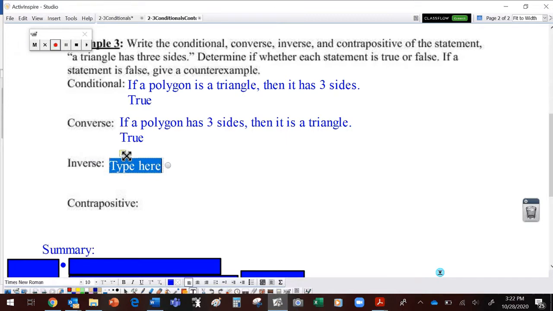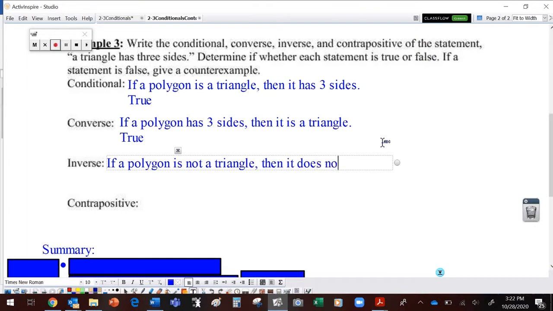Okay, then the inverse. For the inverse, we take that original if P then Q statement, the original conditional, and we just negate both of the components, both P and Q. So we say if a polygon is not a triangle, then it does not have 3 sides. So if it has 4 sides, definitely not a triangle. If it has 5 sides, still not a triangle. If it has any number of sides other than 3, it's not a triangle. So if it's not a triangle, it can have any number of sides other than 3. So this statement is also true.